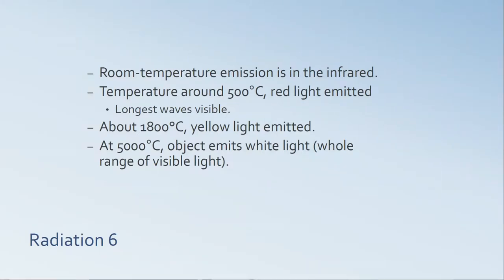Once we heat an object up to about 500 degrees centigrade, then we start to see it emitting red light. And this is the longest wavelength that we can perceive with our eyes. At about 1800 degrees centigrade, a yellow light is emitted. And then at 5000 degrees, objects emit white light, which contains the entire range of visible light that we can see.